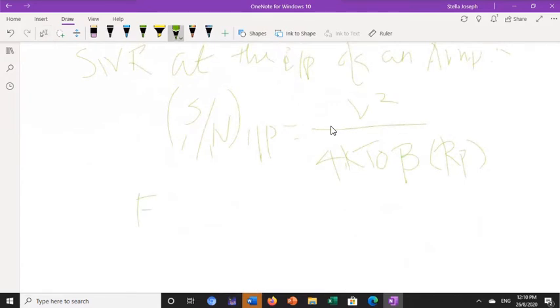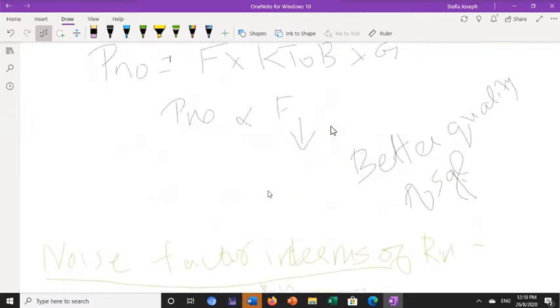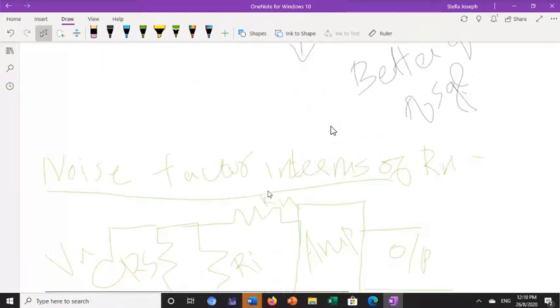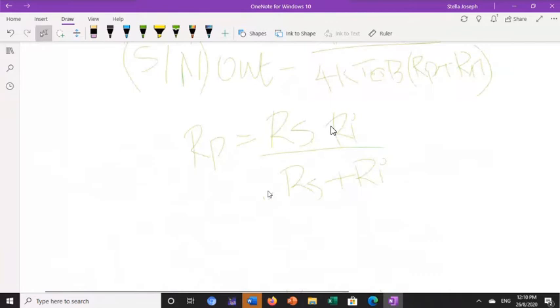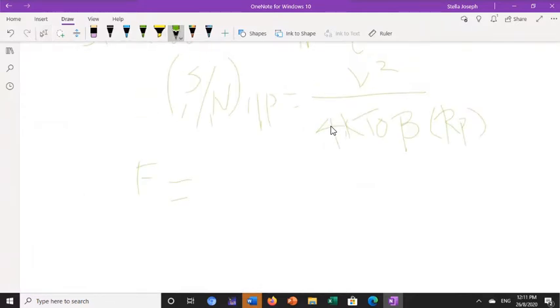Now what is the derivation? What we are going to find here? Noise factor in terms of noise resistance, right? So F is equal to, what is the noise factor formula? Input signal to noise power ratio upon output signal to noise power ratio. So input SNR divided by output SNR.